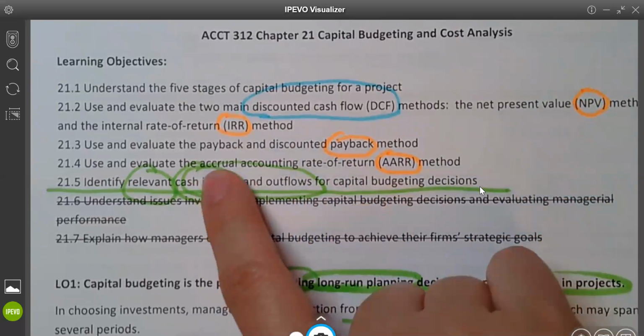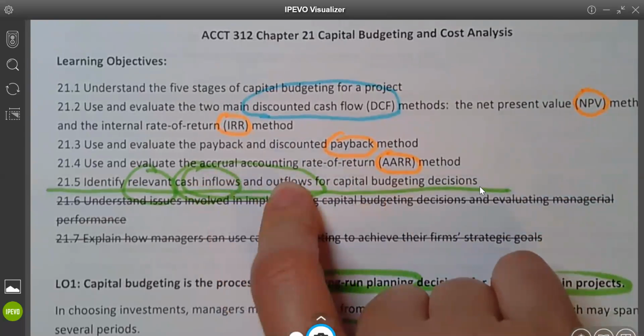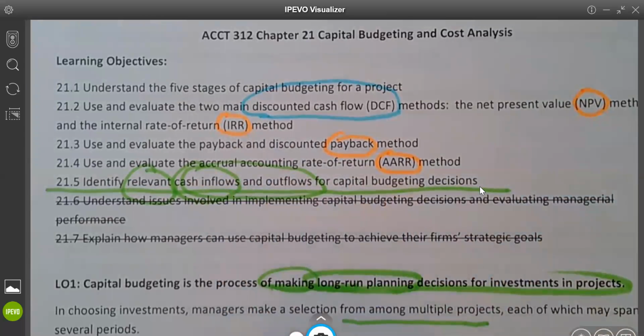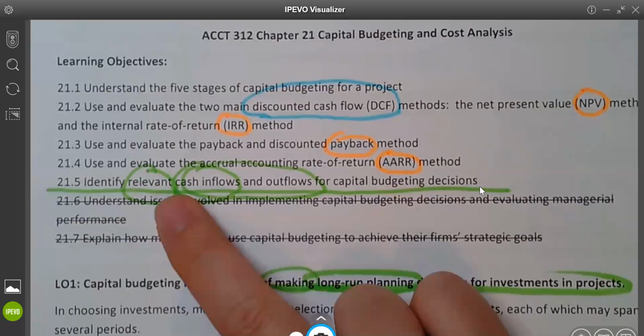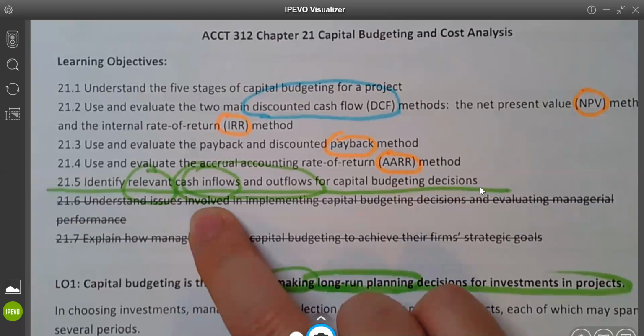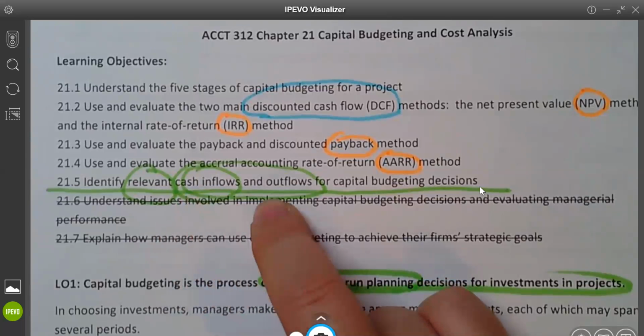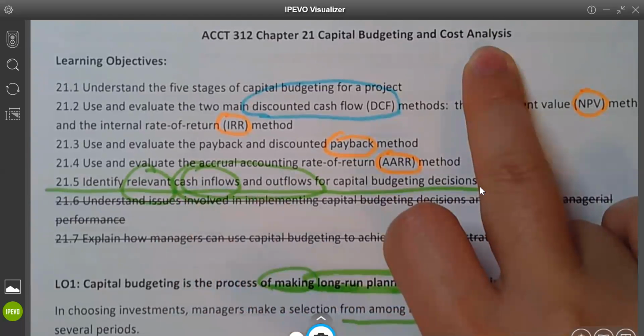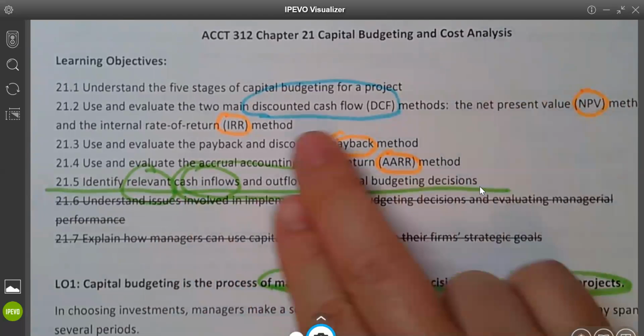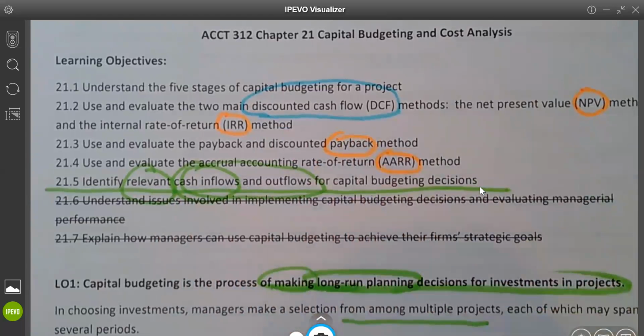In this method we focus on accrual accounting numbers instead of cash flow. The fifth learning objective is built on Chapter 11. We still use relevant information, but we focus on relevant cash flows, relevant cash inflows and cash outflows. We do some cost analysis to find out what cash flows we should use for our calculation of NPV or IRR.